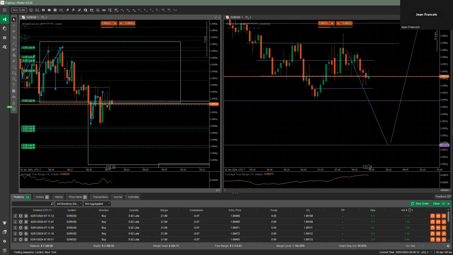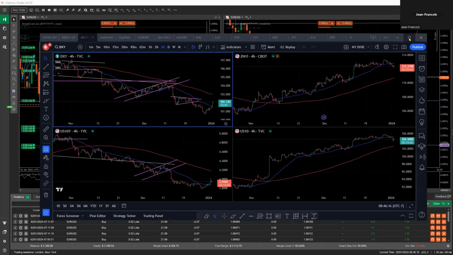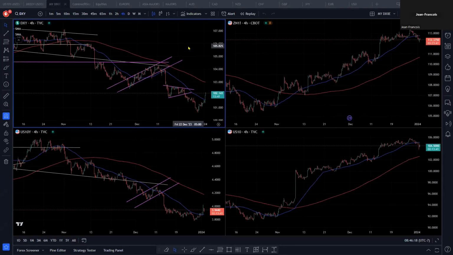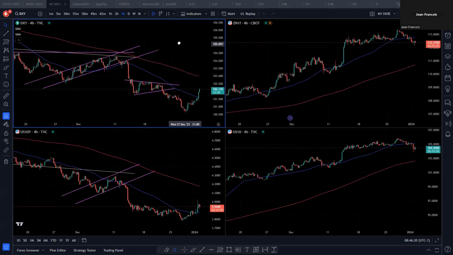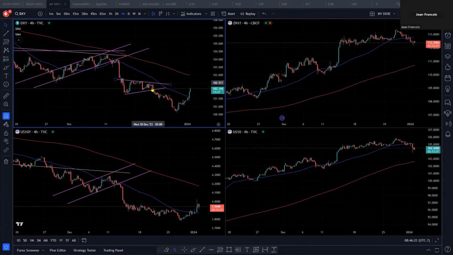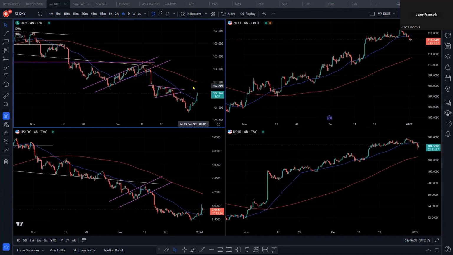Right, so checking the US dollar really quickly, or sorry, the dollar index, Dixie. Remember going into last year, this was the week going into Christmas. And this is what we're dealing with right now. We're almost back to resistance right around here.